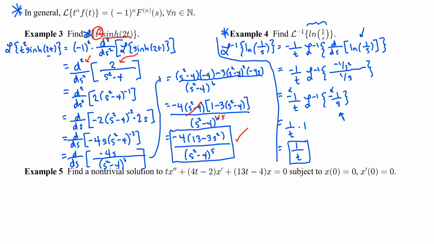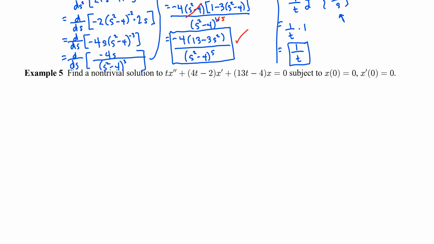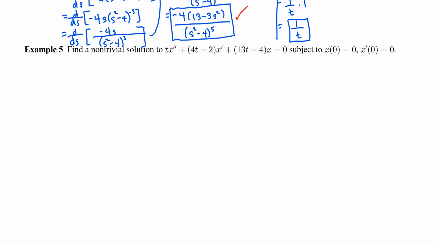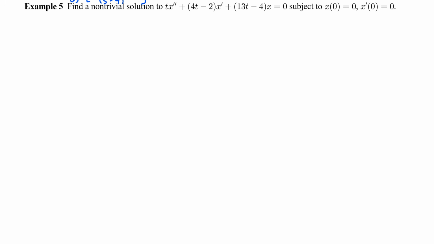So we have arrived at example 5. Example 5 will justify why we are learning these difficult, complicated Laplace transform formulas. Look at the differential equation that we're going to solve in example 5. Find a non-trivial solution to t x double prime plus (4t minus 2) x prime minus (13t minus 4) x equals 0, subject to my favorite initial conditions, x of 0 equals 0, x prime of 0 equals 0. So I want you to observe this is a second order linear homogeneous differential equation with, what do you notice about the coefficients?